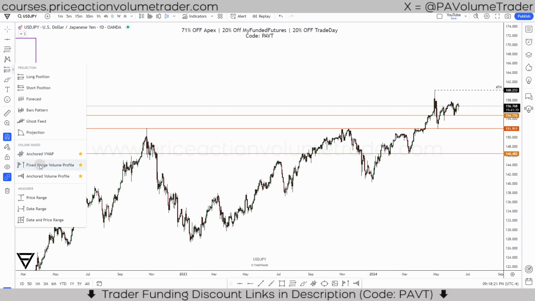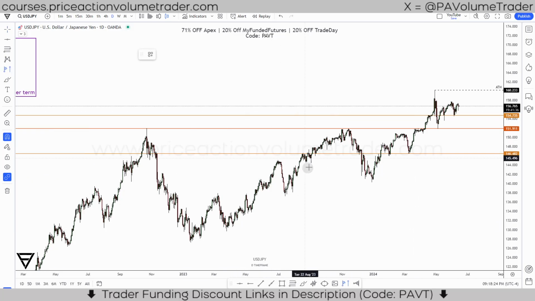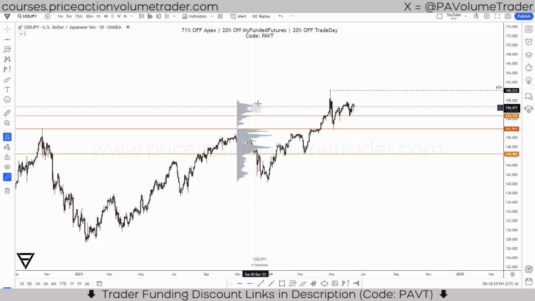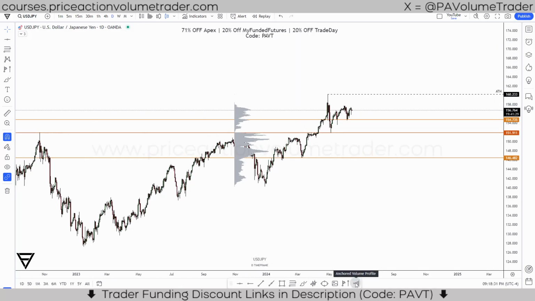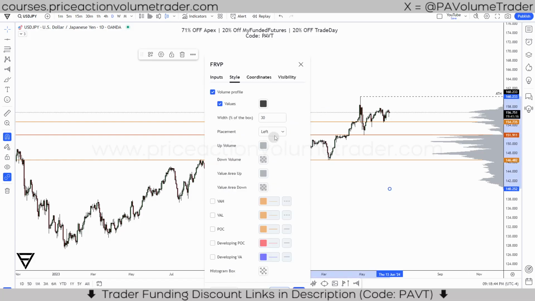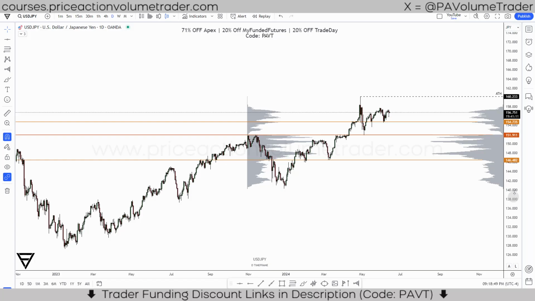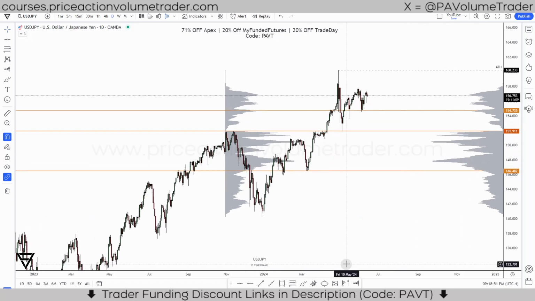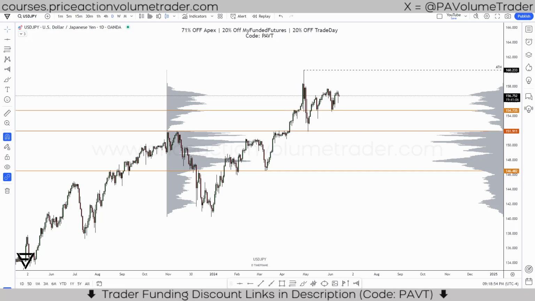I can use the fixed range as well. Let's say if I put it from here to here, I can have that there, or I can select my anchored and it would go there. So it's a matter of preference. Here I can make this a little bit further out, let's say 50. So you can see it's pretty much the same profile. It's just a matter of if you want to have it on the left or the right.